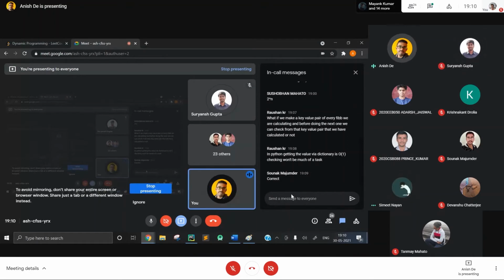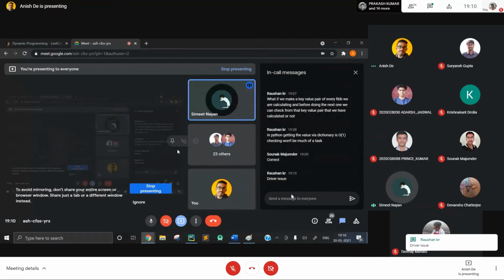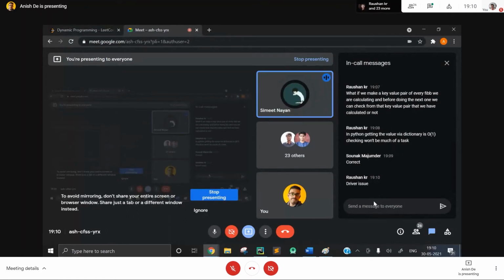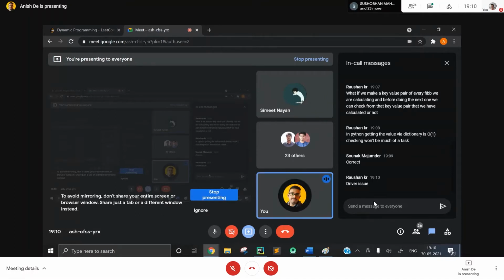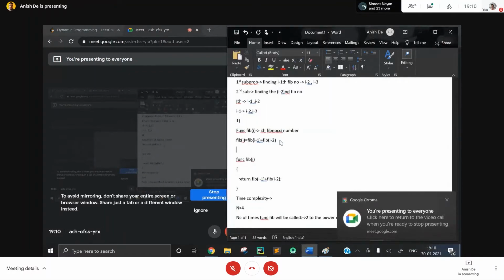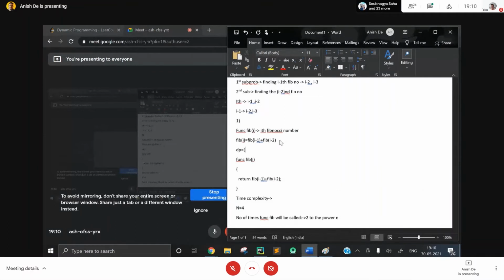Roshan, can you speak up and explain the concept? We can make an array which will store whether the answer has already been calculated or not, and then another array in which we will have the answers. Yes, that's the right answer. So we can make an array, let's name it DP. We are calculating for 4, so the length will be 4, and instead of returning directly, we can store the answer in DP[i] and then return it.